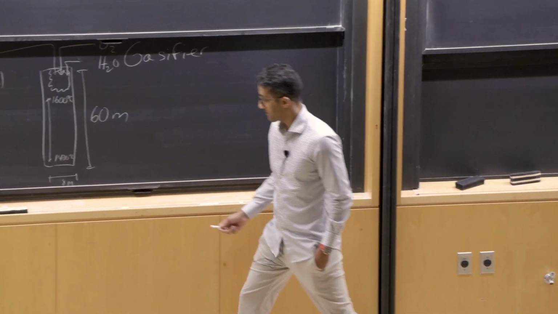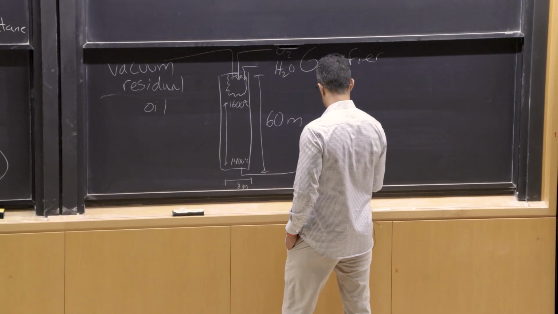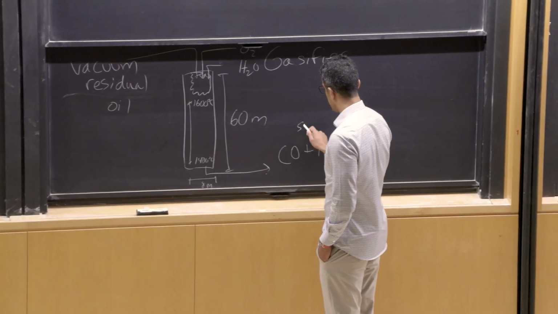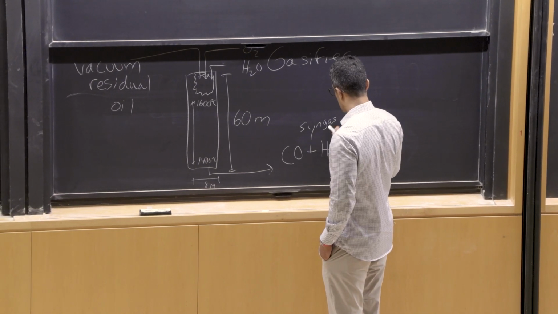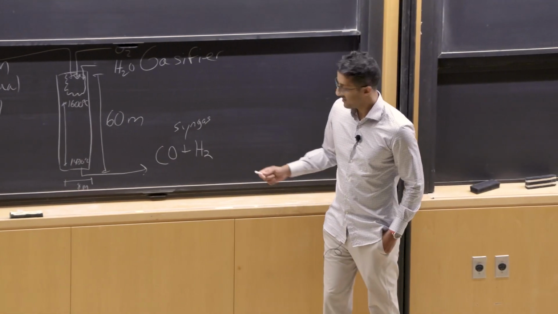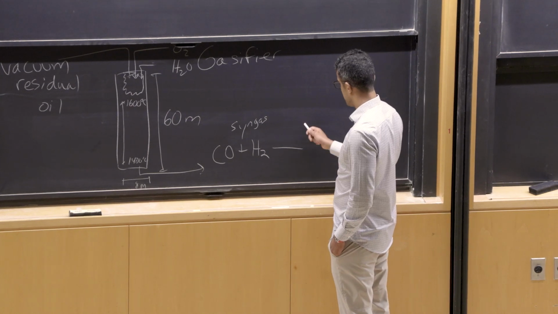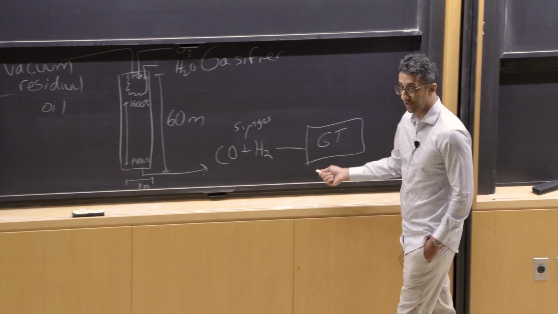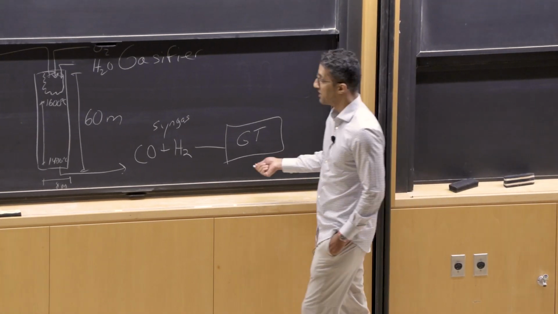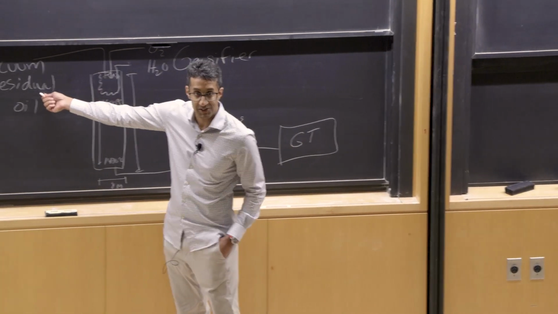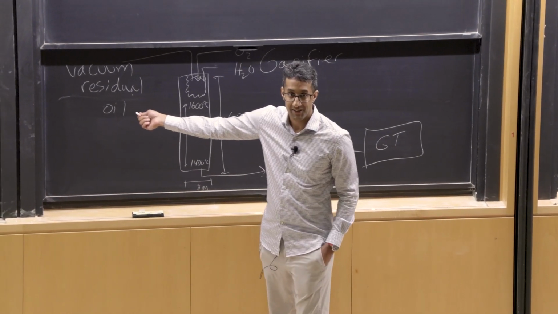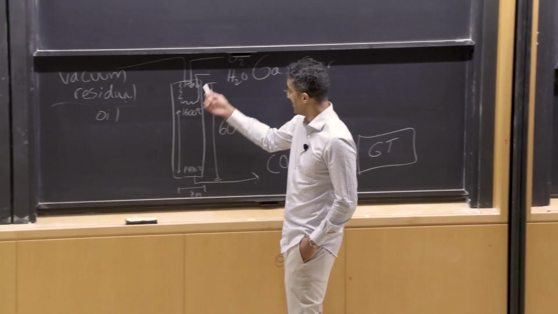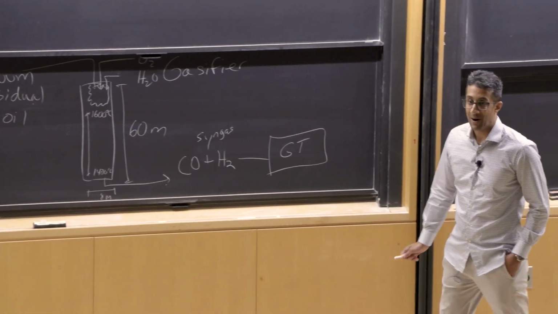And the goal at the end is to make syngas, CO and hydrogen. This is syngas. And then what they do, they take this and they put it in a gas turbine. And they make power. You burn this to make power. And why would you do this? Well, you can't burn vacuum residual oil. It's so heavy, it's so nasty, you can't burn it in a gas turbine. So they do all this crazy, fancy gasifier just to make syngas, to make power in the end.